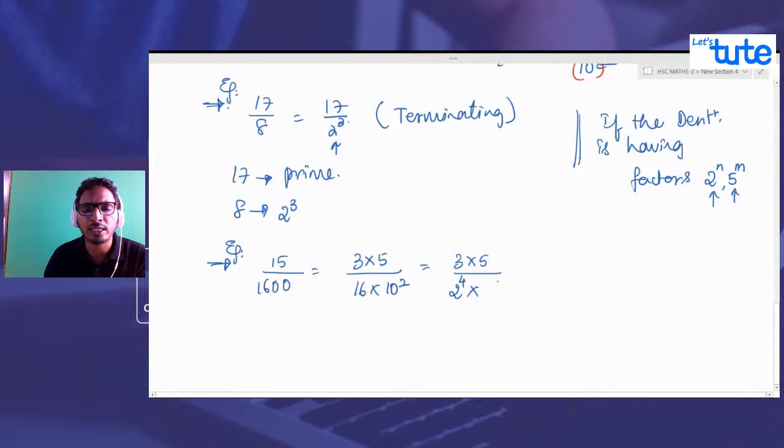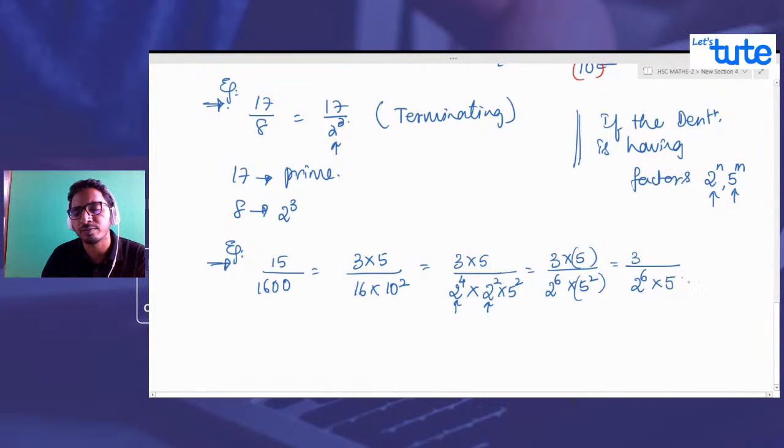Okay, and 10 squared is 2 squared multiplied by 5 squared, correct? So now this will be 3 multiplied by 5, and 2 power 4 multiplied by 2 squared, it will be 2 power 6, and 5 squared. So this 5 will be cancelled, because we have a common factor. So 3 upon 2 power 6 multiplied by 5.